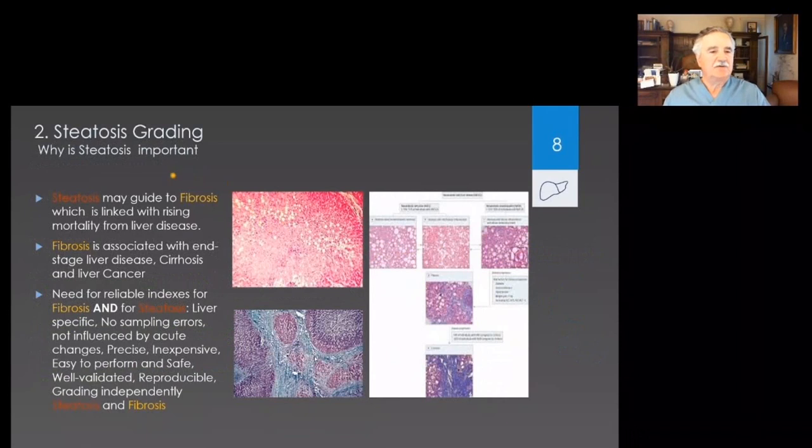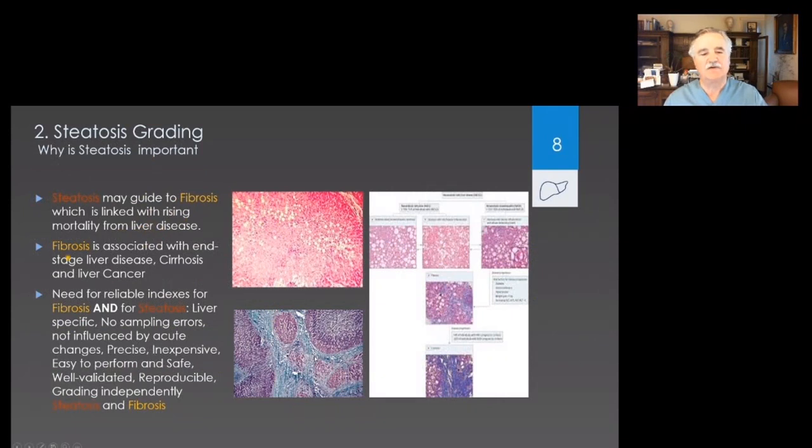Why is steatosis important? Steatosis may lead to fibrosis. It is linked with rising mortality from chronic liver disease. And as we know, fibrosis is associated with end-stage liver disease, cirrhosis, and liver cancer.